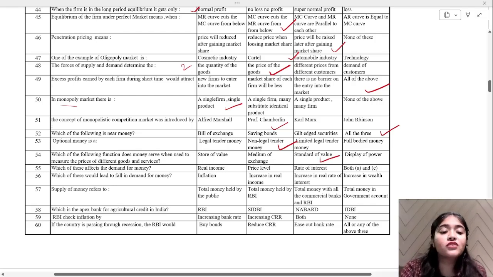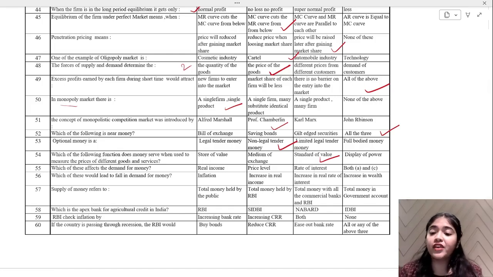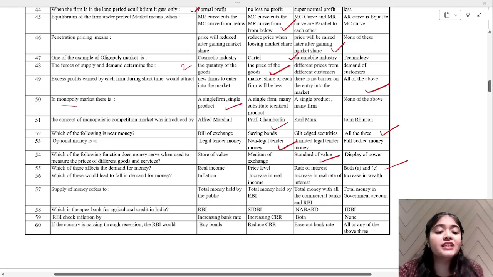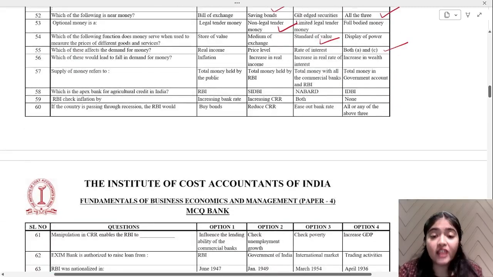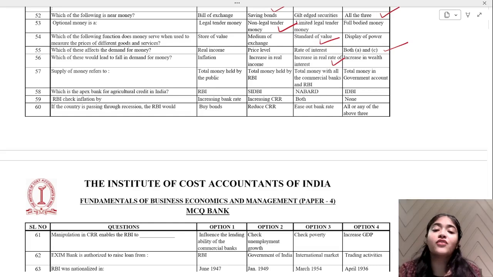Right? Which of these affects the demand for money? Real income, price level, rate of interest, both A and C. Yes, real income also affects, rate of interest also affects demand for money, right? Which of these would lead to fall in demand for money? Inflation, increase in real income, increase in real rate of interest, or increase in wealth? That's correct. Increase in real rate of interest.